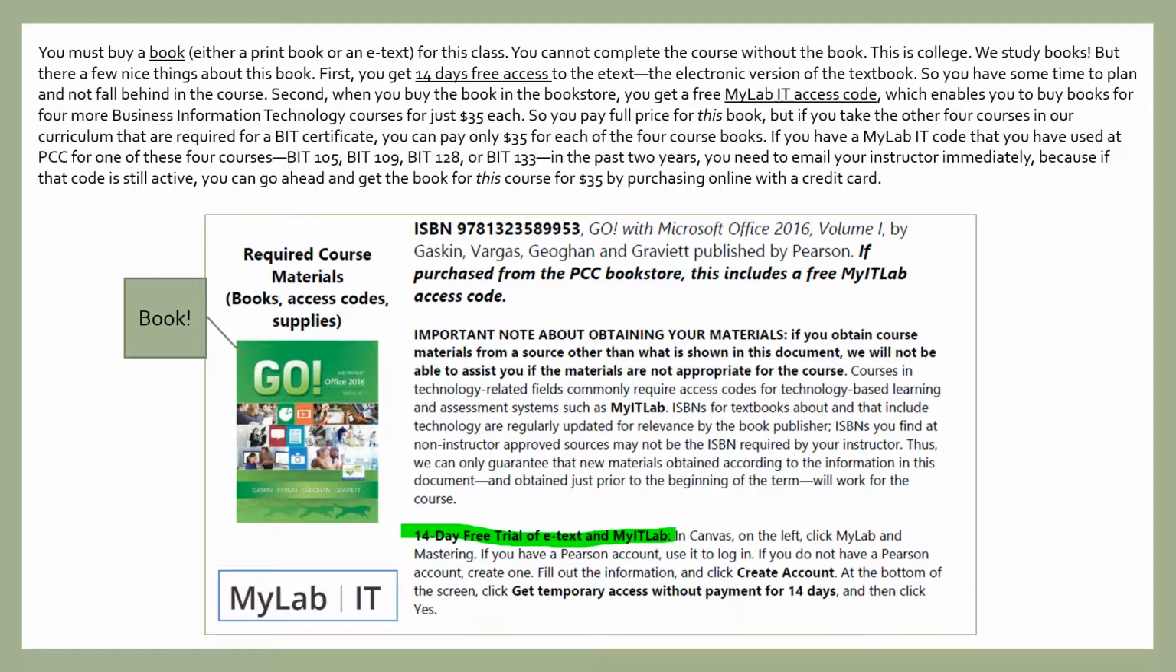Second, when you buy the book in the bookstore, you get a free MyLab IT access code, which enables you to buy books for 4 more business information technology courses for just $35 each. So you pay full price for this book, but if you take the other 4 courses in our curriculum, you can pay only $35 for each of the 4 course books.